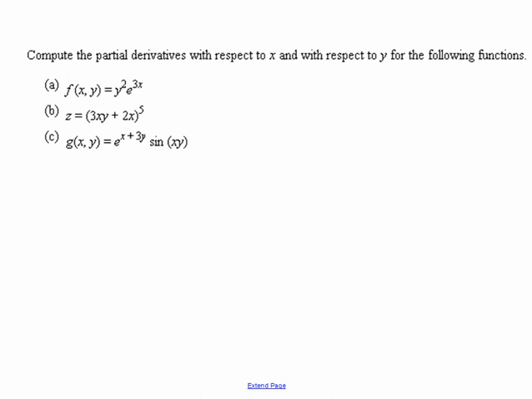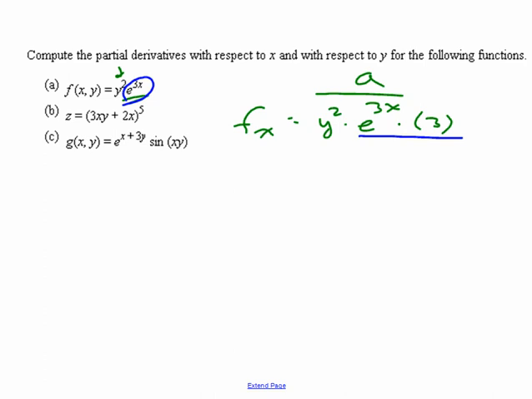Okay, so if we look at A, the partial derivative with respect to x, well, y squared we treat as a constant, so this just equals y squared, which is a constant, times the derivative of e to the 3x, which is e to the 3x times 3, using the chain rule. And the partial derivative with respect to y, now x is fixed, and we're taking the derivative of y squared, so the derivative of y squared is 2y times our constant, e to the 3x. Easy, as long as you can recognize that when you're doing partial derivatives with respect to x, just treat y as a constant, and when you're doing a partial derivative with respect to y, treat x as a constant. So now pause the video and try the next two on your own.